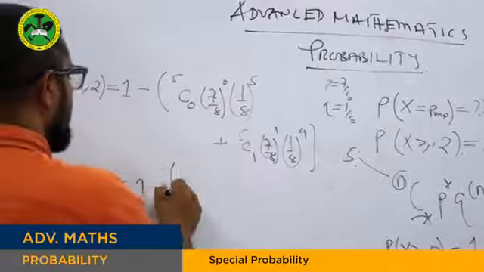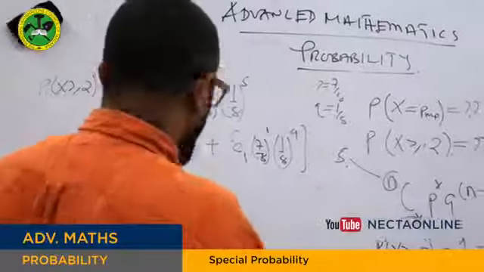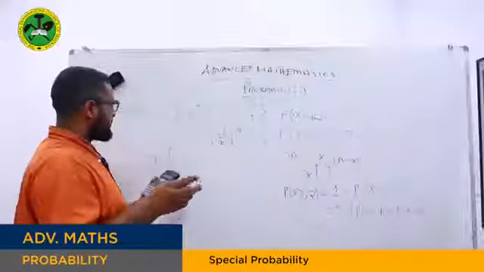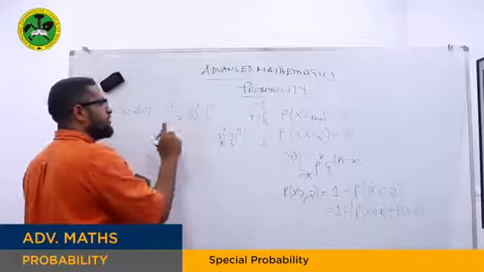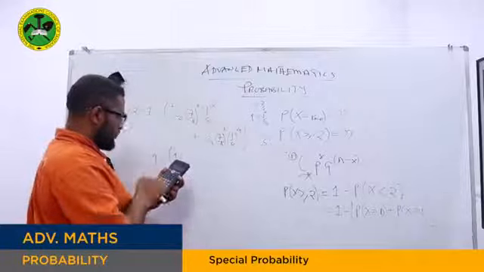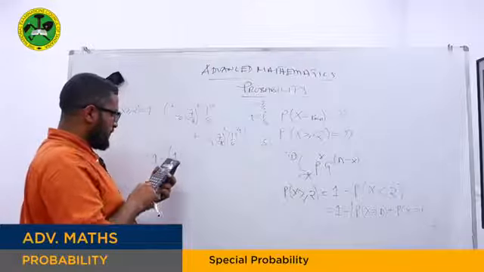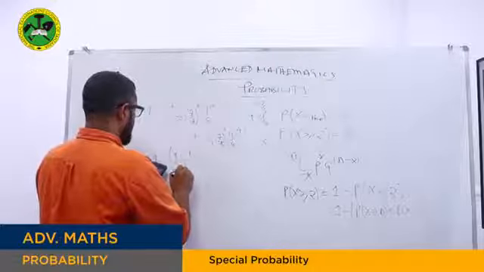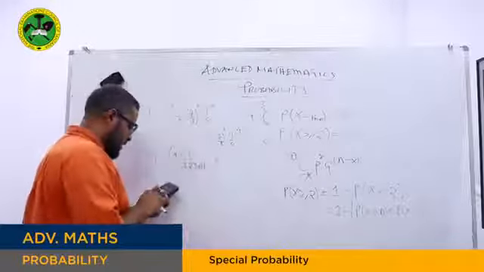So you have 1 minus 5 combination 0. 5 combination 0 is just 1. So right here, 1. You have 7 over 8 to the power of 0, this is equal to 1. So you remain with 1 over 8 to the power of 5. So the answer here is 1 over 32,768. Then plus 5 combination 1.